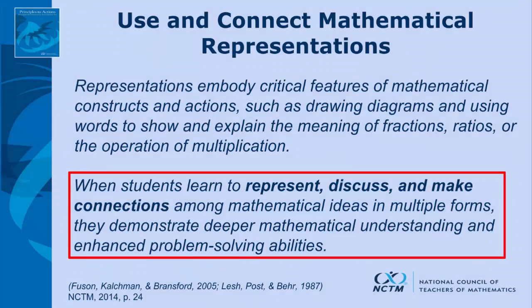So again, the most important thing that we have here when we use and connect mathematical representations is that students should learn to represent, discuss, and make connections among the mathematical ideas in multiple forms. This will help them to demonstrate a deeper understanding of the mathematics.